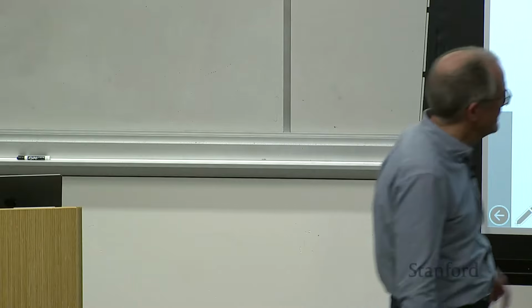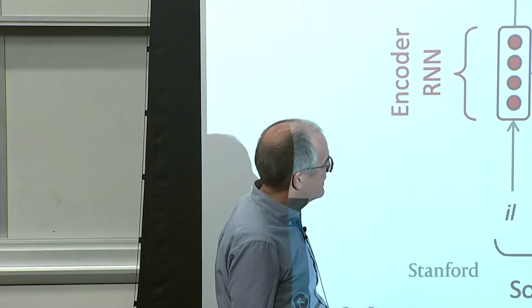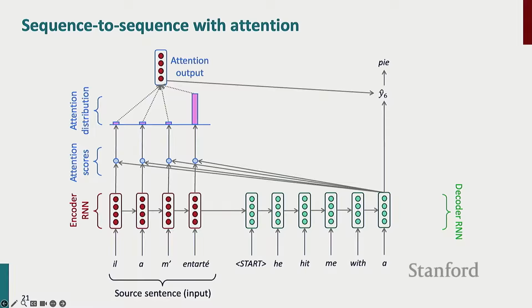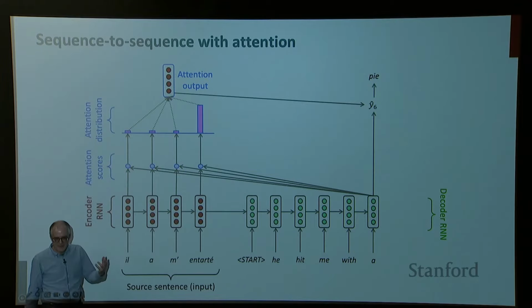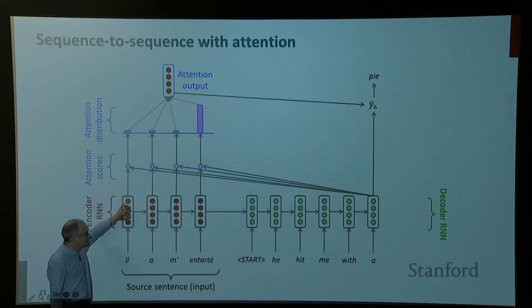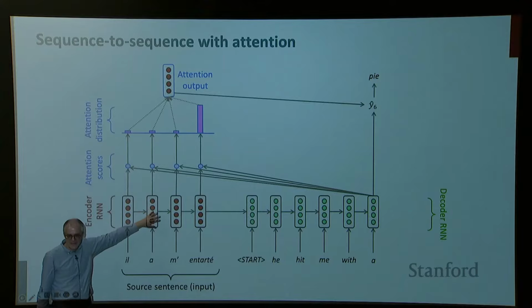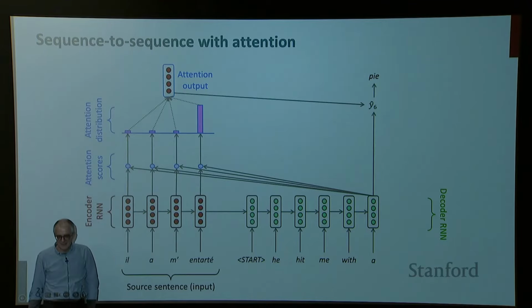Wait, say it again? You mean? So why is the green part pointing? Because the green, okay, the green vector, the hidden vector of the decoder, is going to be used together with the hidden vectors of the encoder, one at a time, to calculate the attention scores.